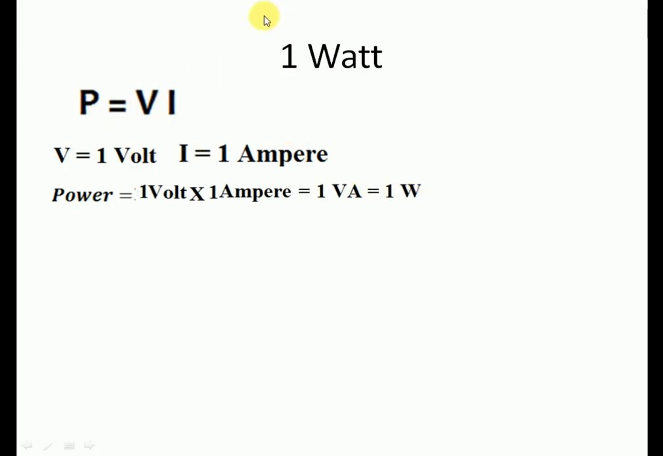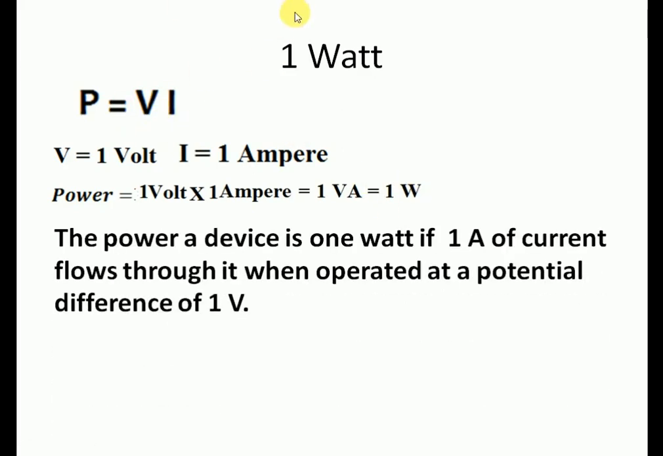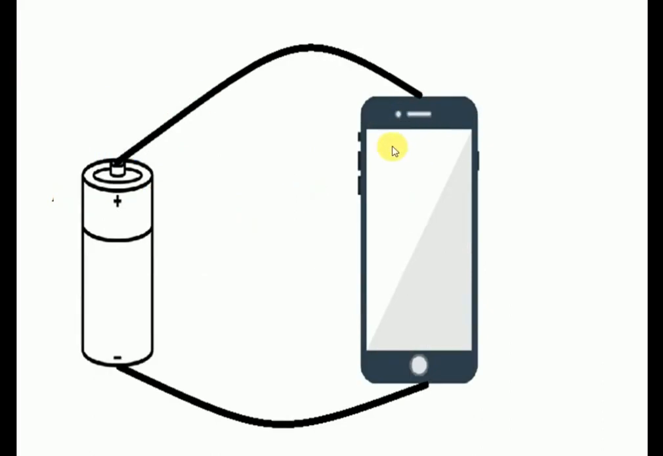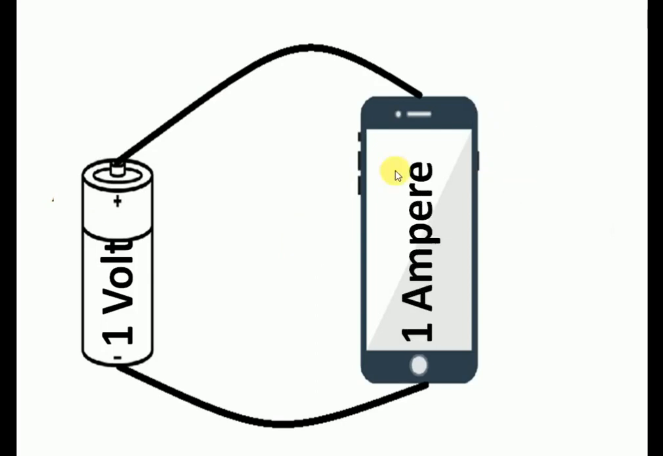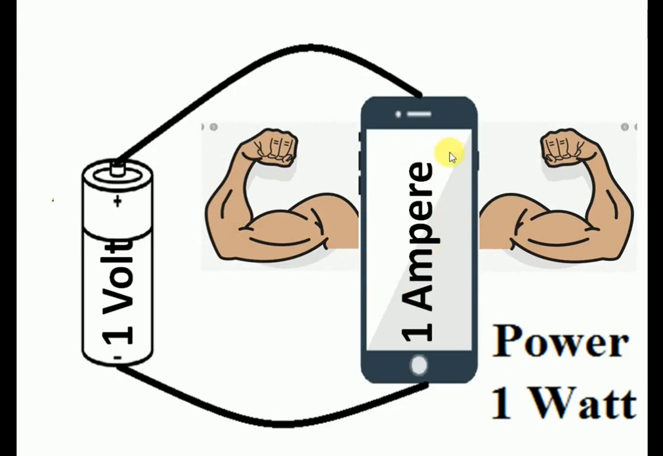So the power is 1 watt when 1 volt is applied and 1 ampere current flows through the appliance. So let's see, this is my appliance, this is a cell phone, and I'm applying 1 volt, and if current flowing through the appliance is 1 ampere, then power of this appliance is 1 watt.